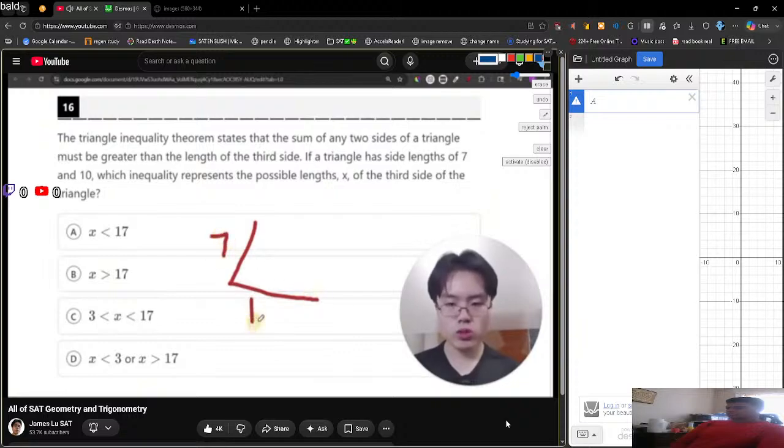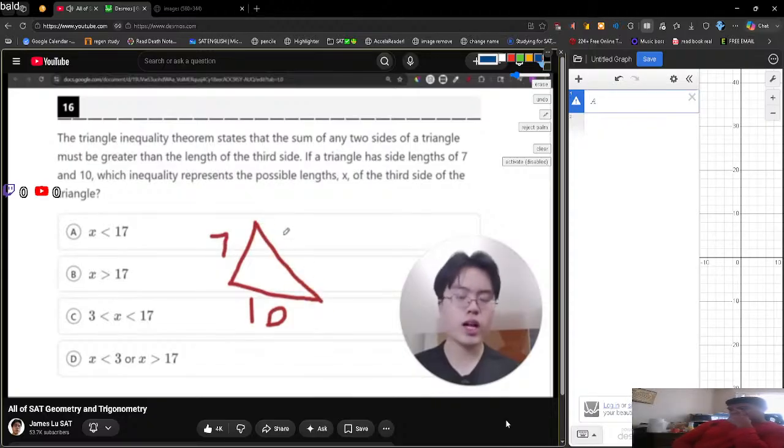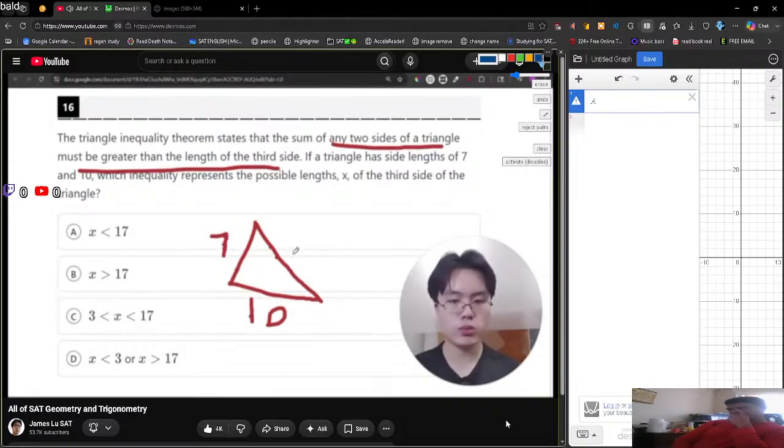And most of you watching this video probably thought it has to be a number less than 17, because 7 plus 10, any two sides of the triangle, must be greater than the third length. So basically it's saying if I add up two sides of the triangle, 7 plus 10, that must be greater than the third length. So this third length can't be 17 or greater. It has to be a number less than 17. And then you picked A.